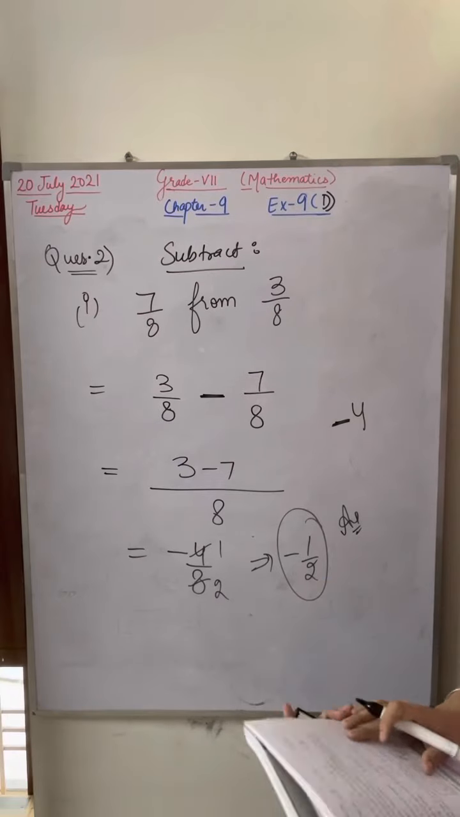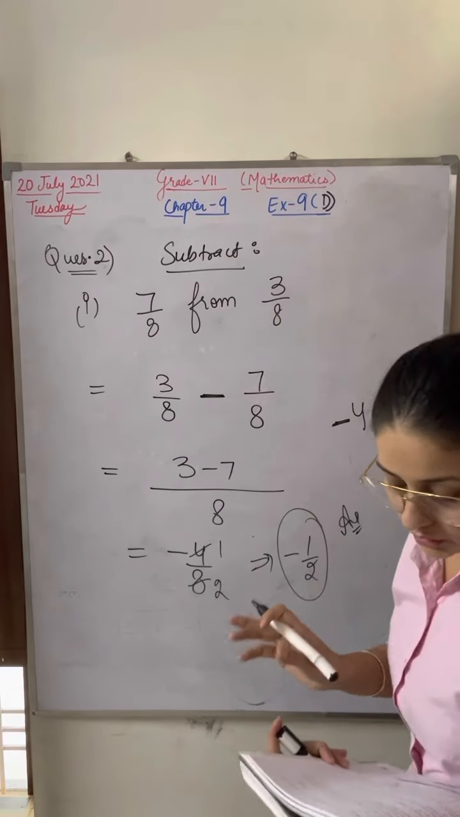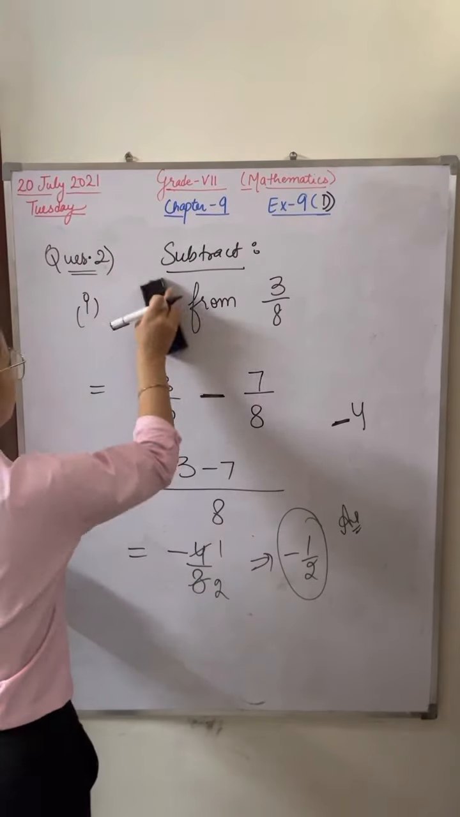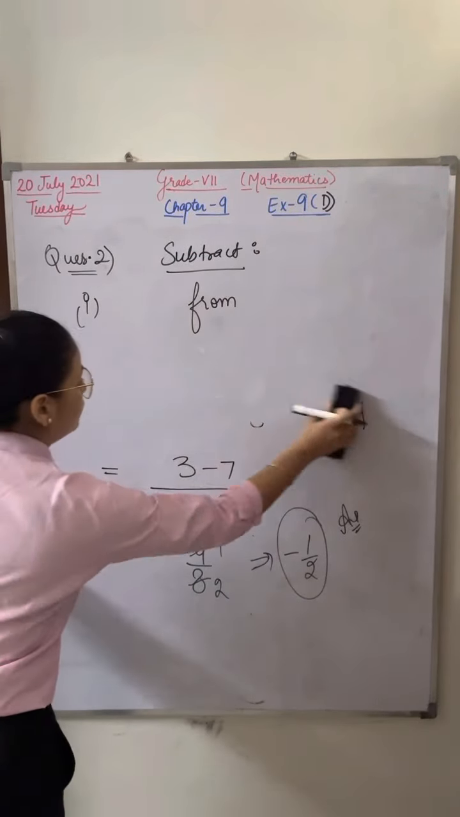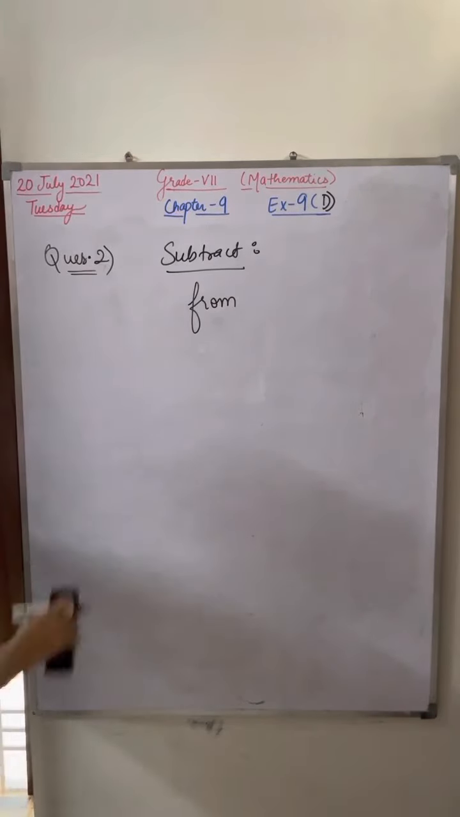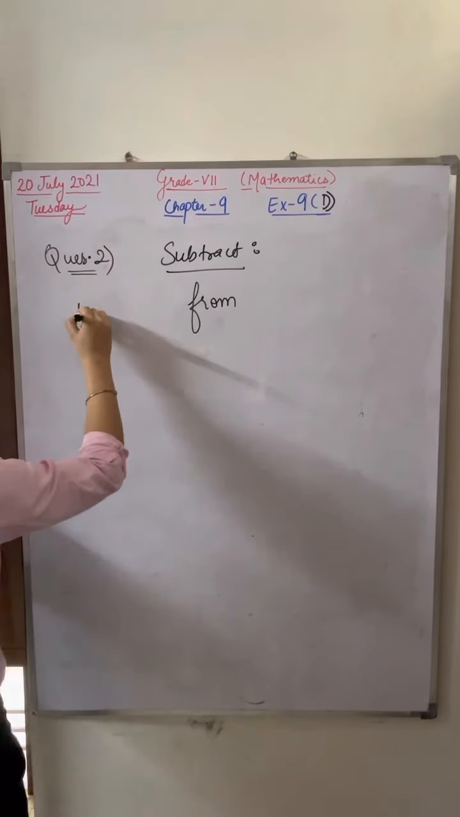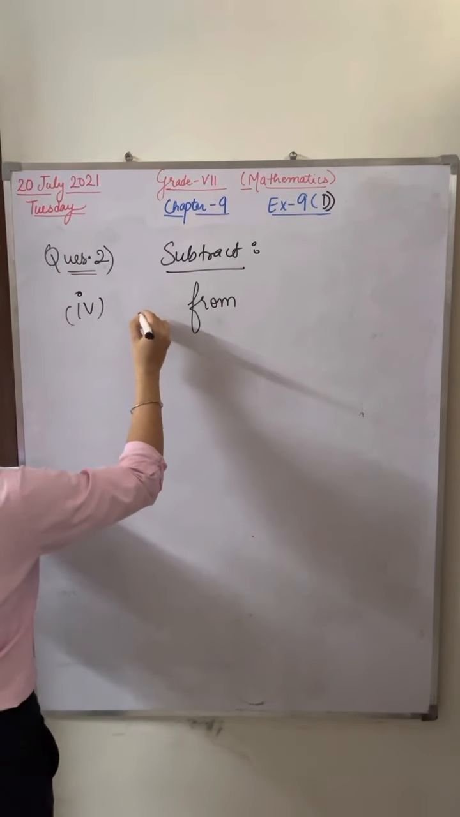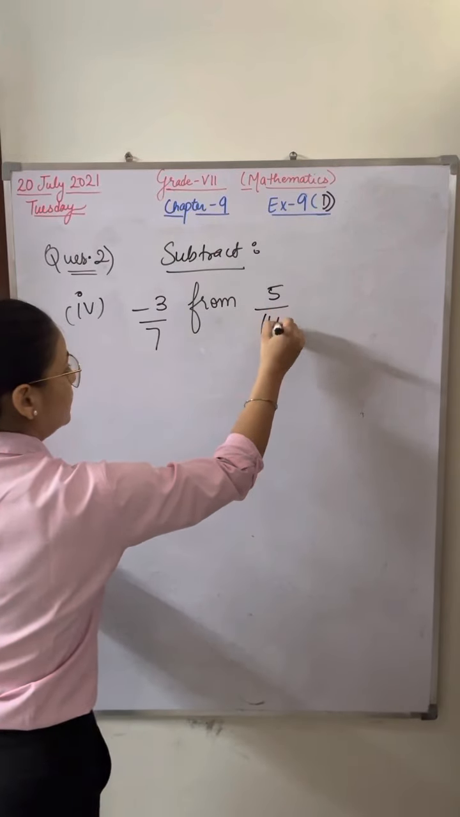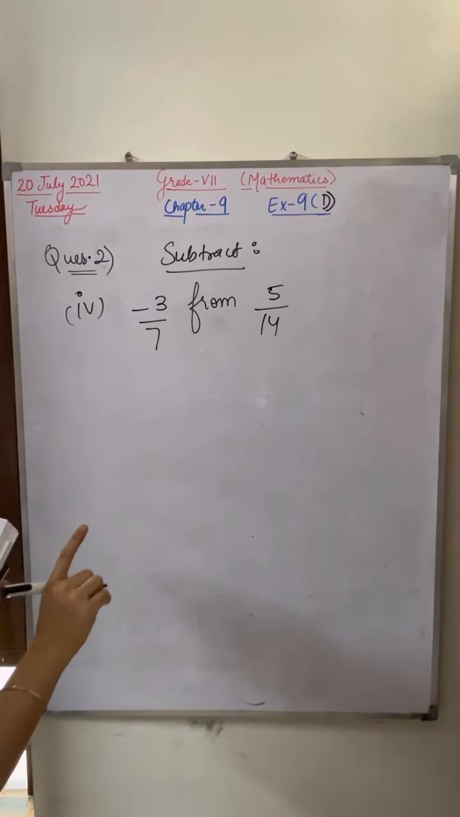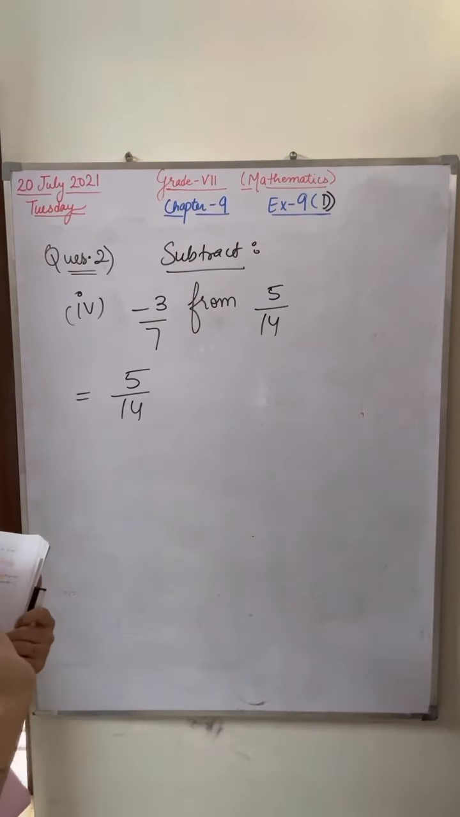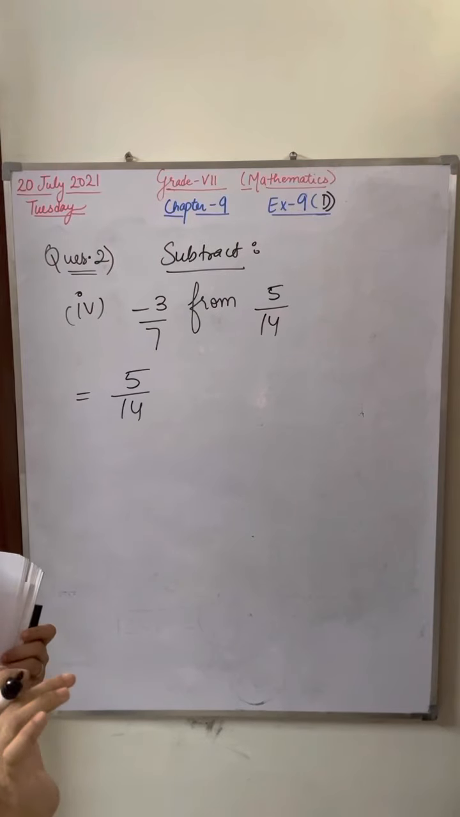So this was the first part, where the denominators were the same. I am solving one more part, the fourth part, where the denominators are different. How do you have to solve it? Second question, fourth part: minus 3 upon 7 from 5 upon 14. How do you have to solve? 5 upon 14 you will write in the beginning. This is the important step where students make mistakes.